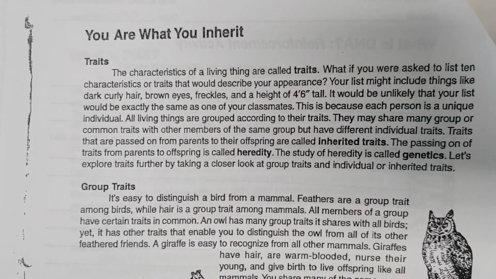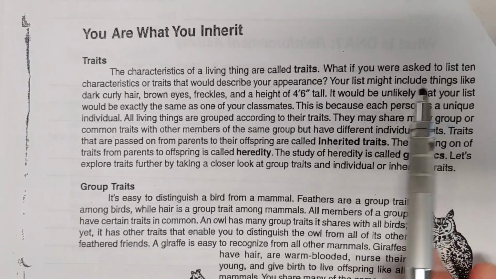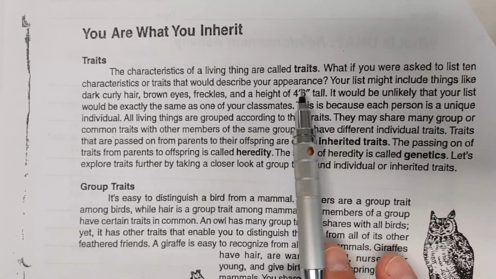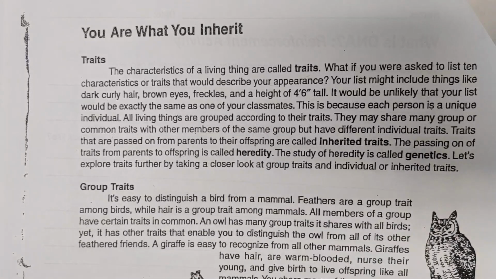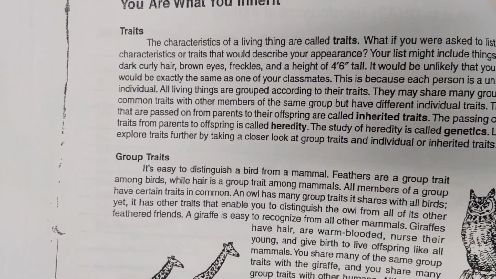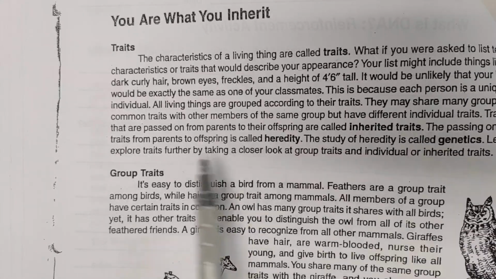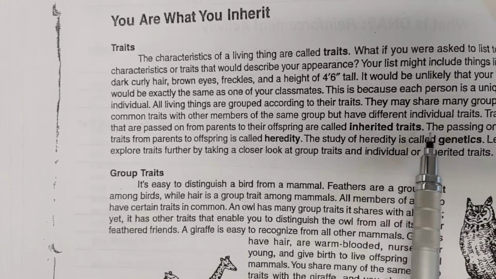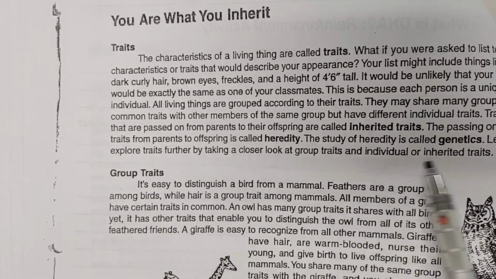So, you are what you inherit. The characteristics of living things are called traits. What if you were asked to list 10 characteristics or traits that would describe your appearance? You might include things like dark curly hair, brown eyes, freckles, and a height of 4'6". It would be unlikely that your list would be exactly the same as your classmates'. That is because each person is a unique individual. All living things are grouped according to their traits. They may share group or common traits with other members of the same group, but also have different individual traits. Traits that are passed along from parent to offspring are called inherited traits. The passing on of traits from parents to offspring is called heredity. The study of heredity is called genetics.